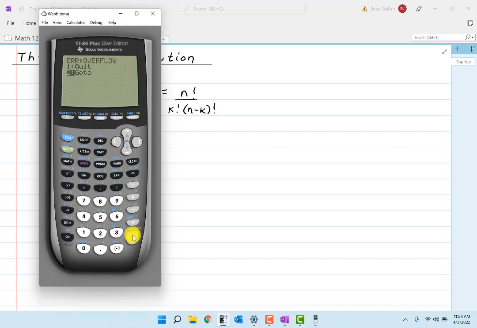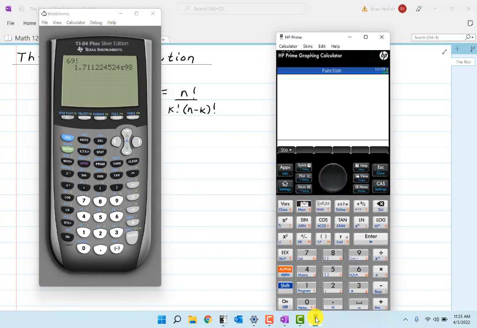I'm going to change this number to 69. And you can see that E98 means that the total length of this number is 99 digits long. So it's a huge number. So 70 factorial was too much for this calculator to take.